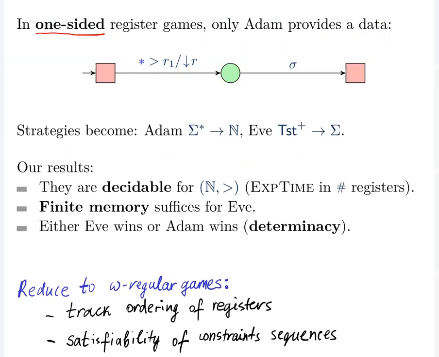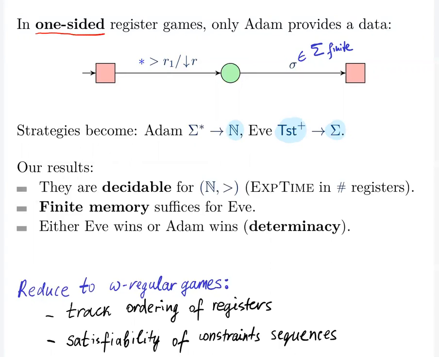So we consider one-sided games. In one-sided register games, only Adam provides the data, while Eve generates a label from the finite alphabet. The strategies become: Adam still has to generate the data, but Eve becomes a standard Boolean strategy.